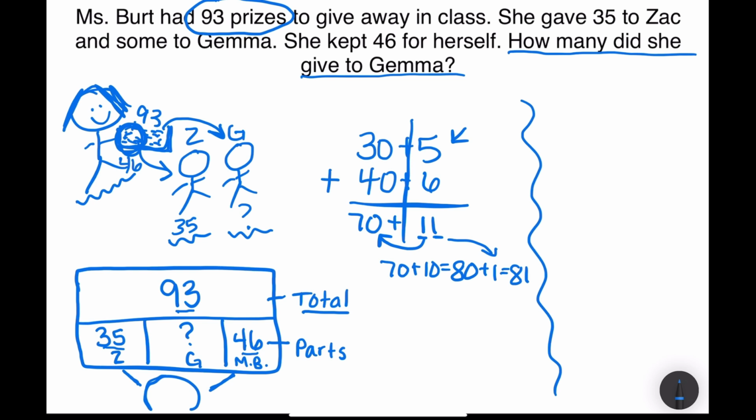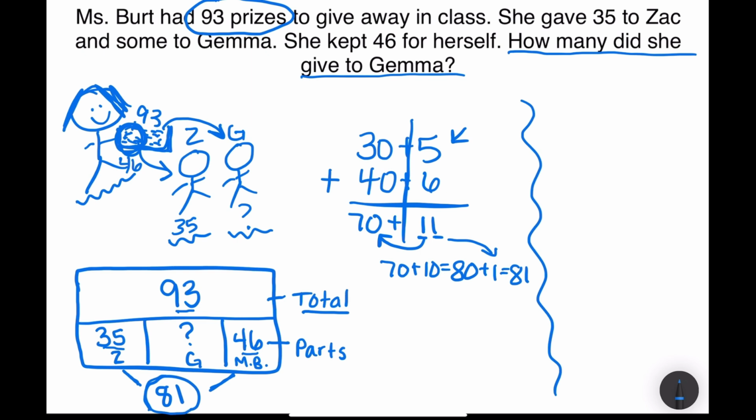Okay? Now, some kids get really excited because they're like, oh, I got an answer. And so they want to call that their final answer. But she did not give Gemma 81 prizes. That's how much she gave to Zach and she kept for herself put together. So the 2 parts I know together equal 81.